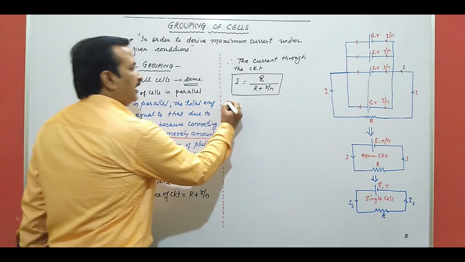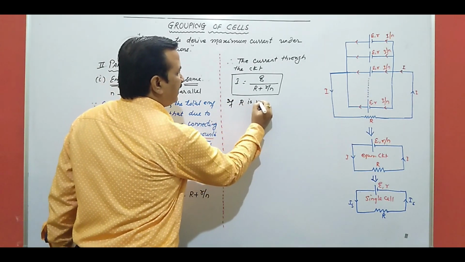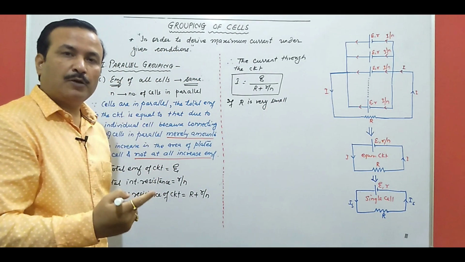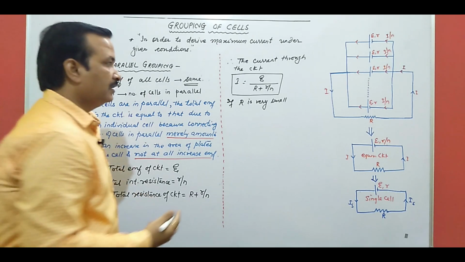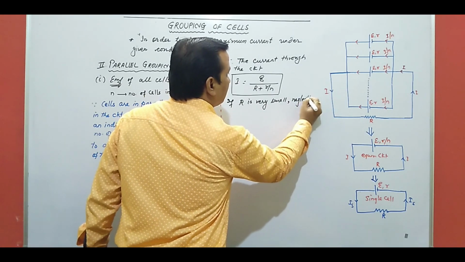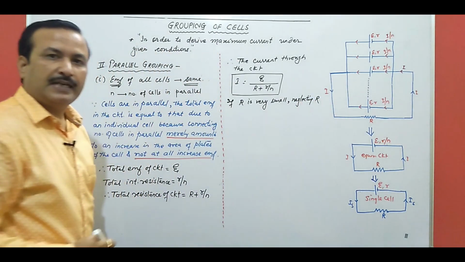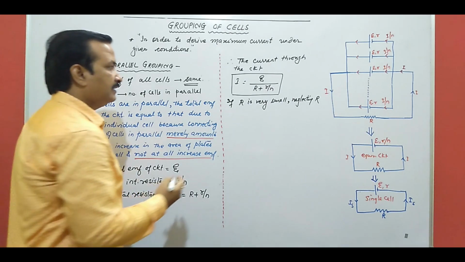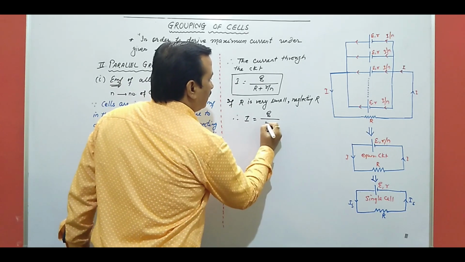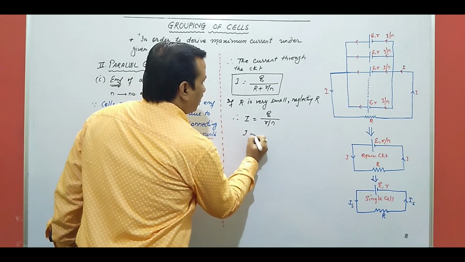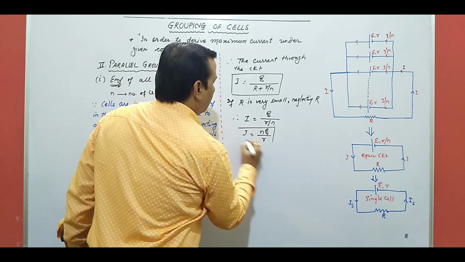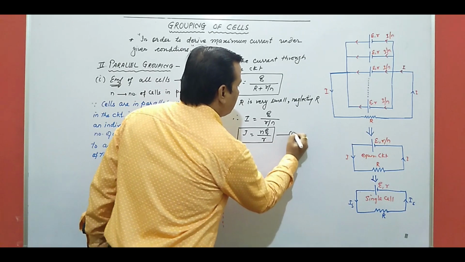Now if R is very small, there in the series combination we have taken R is very large, so we will neglect R, okay, as compared to internal resistance. So therefore I will be equal to E upon R by N. So this I equal to NE upon R. This is say equation 1.